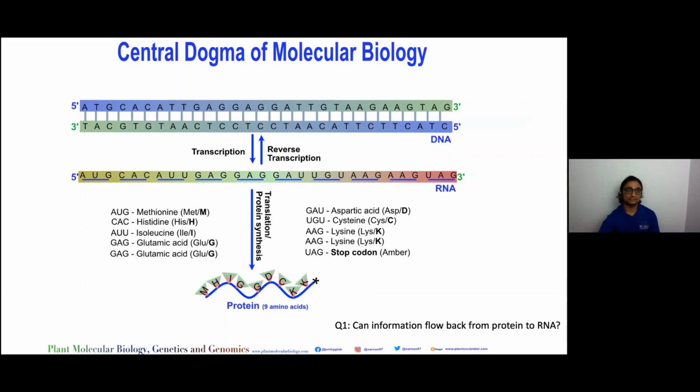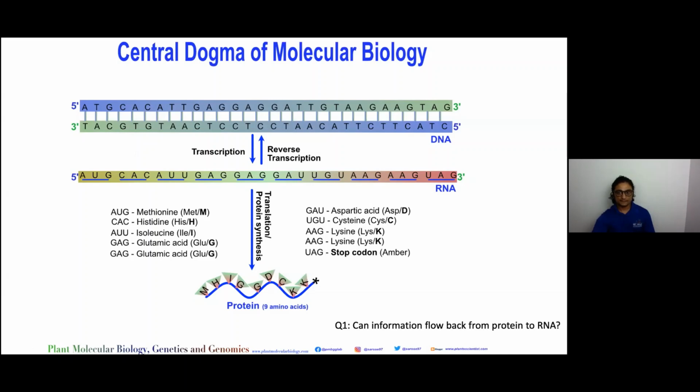If we see the DNA sequence, it has 5' to 3' on the top, and it has 3' to 5' on the bottom. So this is the double-stranded DNA, and here are exactly 30 nucleotides. That means we have 10 codons. I have shown the codons in RNA. So AUG, CAC, AUU, all are the codons denoted by 3 letters, and these are the amino acids that are coded by those codons.